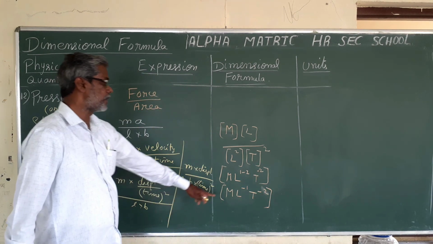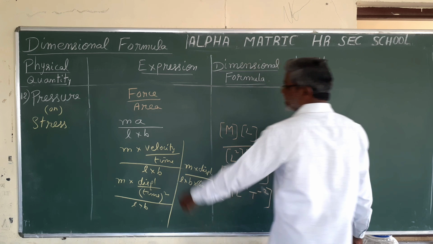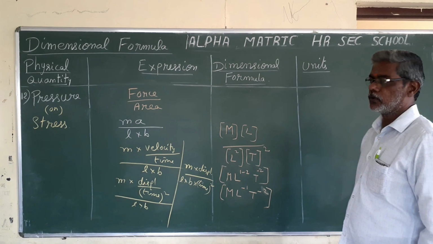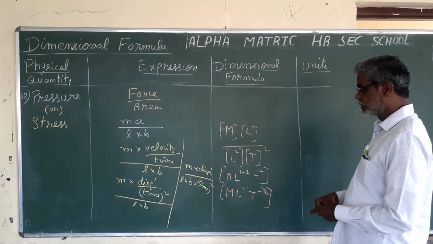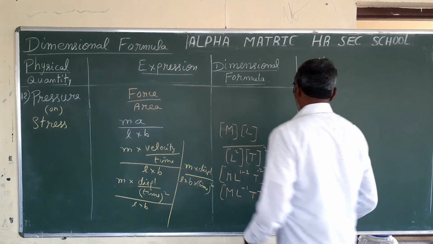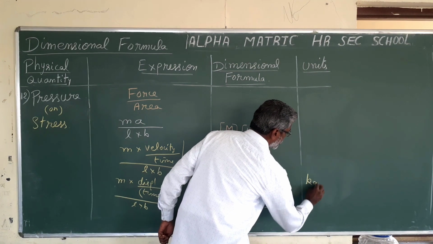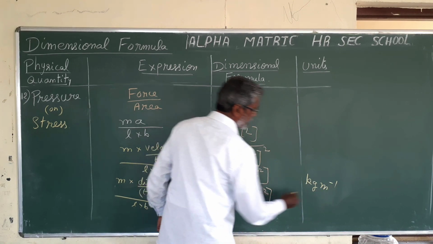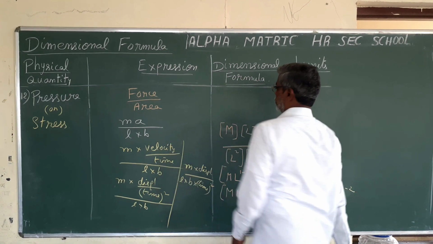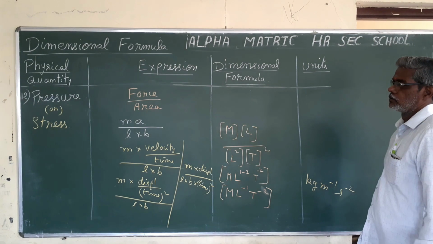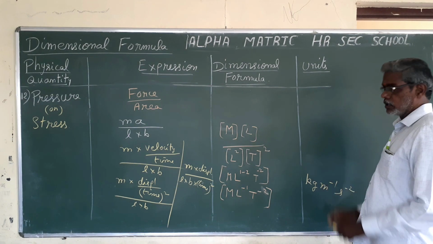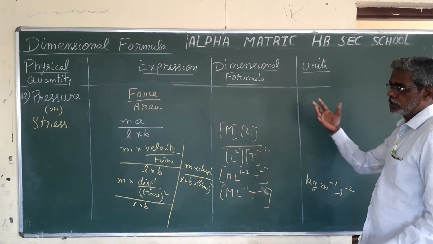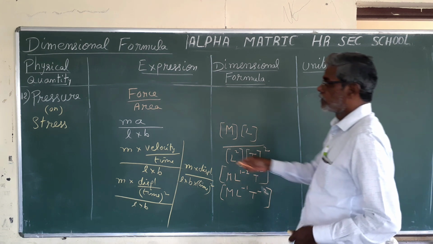So M L⁻¹ T⁻² is the dimensional formula for pressure. Now we write the unit for this. Mass, kilogram. Length, meter to the power minus 1. Time, second to the power minus 2.